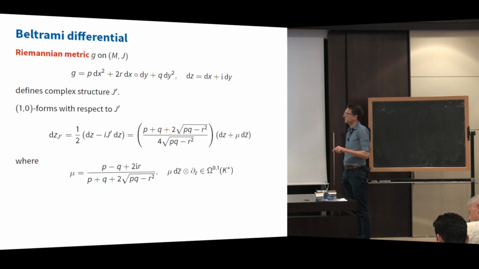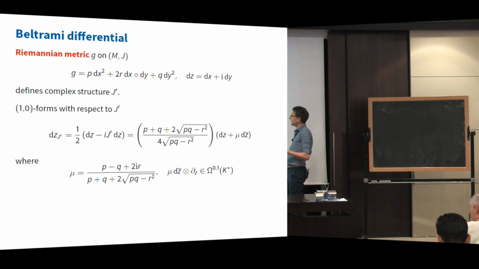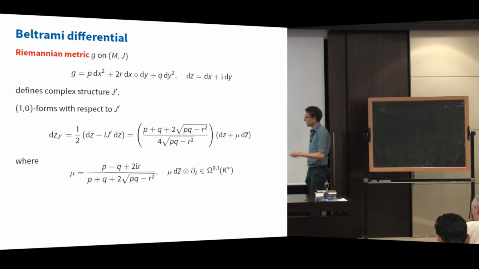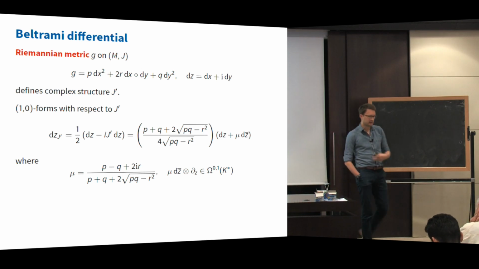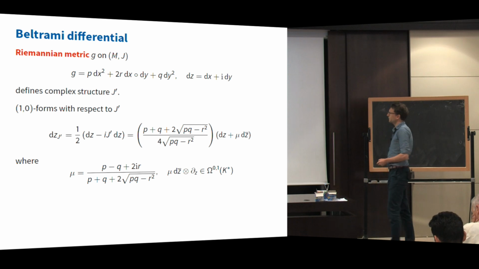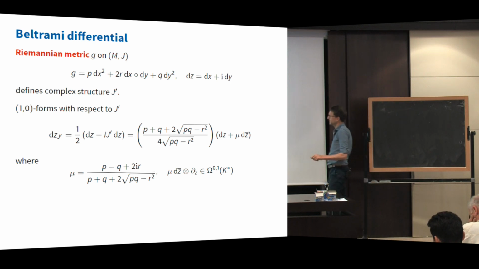And if you compute, this is how mu looks. It turns out that, invariantly, if you multiply it with dz bar times this partial derivative in z, then you get something that is independent of your choice of coordinates. And this is the Beltrami differential, a fundamental object, in particular in Teichmüller theory.